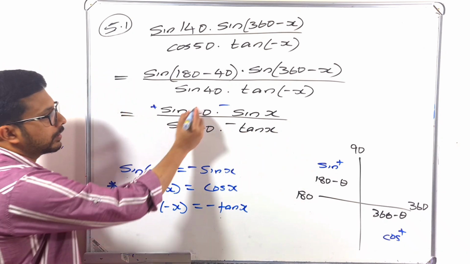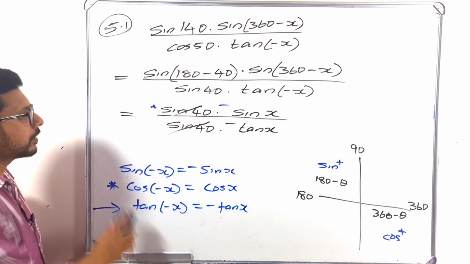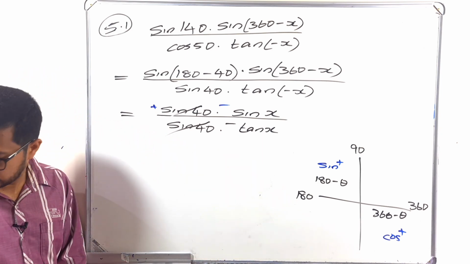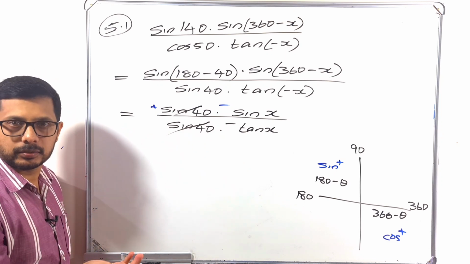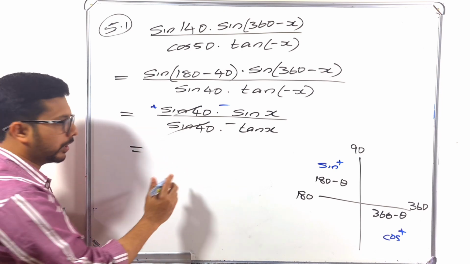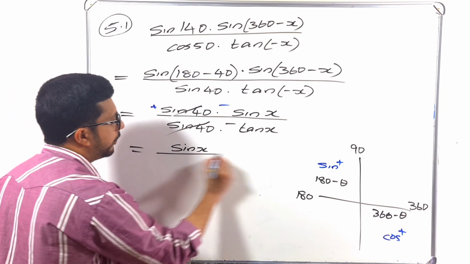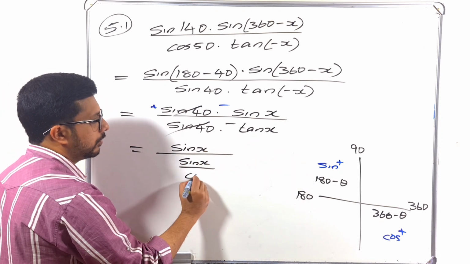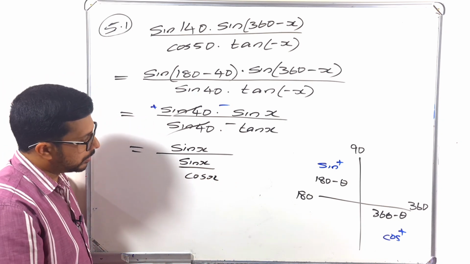Now sine 40 you can cancel, is it not so? So here what is remaining? Minus sine x. So here one more thing, minus divided by minus, that is positive. Negative by negative is positive, so the answer is positive. Then look at this, how I am going to write sine x divided by this tan x. I am going to write it as sine x by cos x. Now how can you do this one?